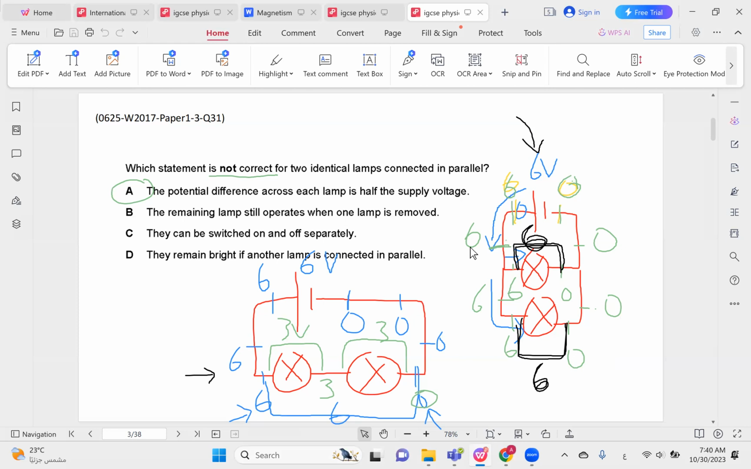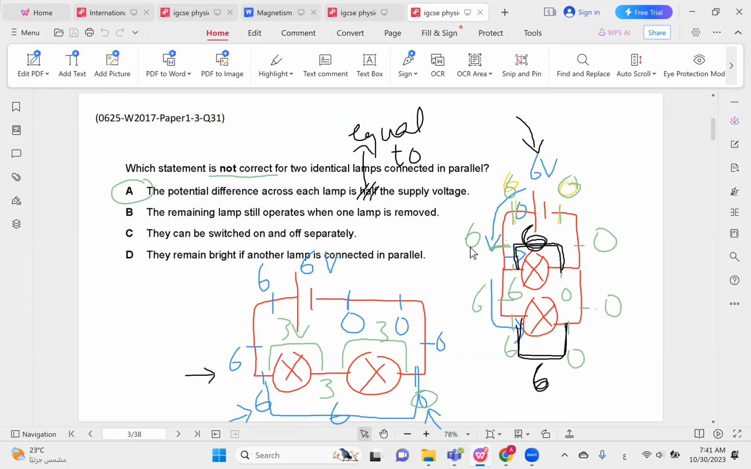So in a parallel circuit, the potential difference across each lamp is not half the supply voltage, it is equal to the supply voltage. This is why A is the correct choice here, because it's the incorrect statement. Let's look at B, C, and D as well.